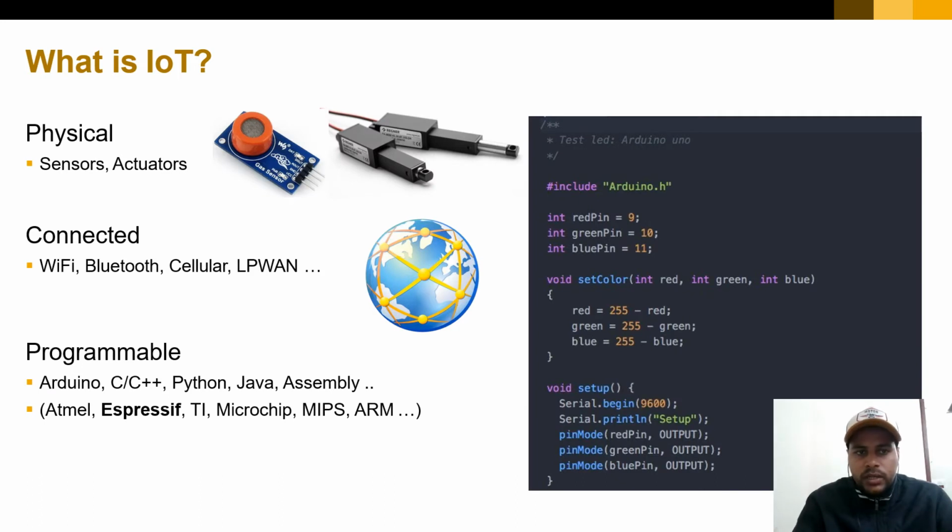So what is IoT? IoT is nothing but sensors which are programmed and connected. IoT consists of three main things. First is physical components, like sensors, which sense things like temperature, heat, and humidity, etc. And they are connected with the help of various technologies like Wi-Fi, Bluetooth, and cellular.